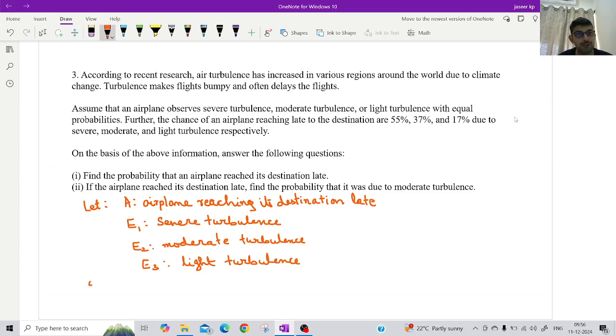Now we'll come to the questions. First question: find the probability that an airplane reached its destination late. That is the probability of A. This is a question of total probability. So using the formula, there are three partitions here, so it will come up to P of E3, P of A given E3.